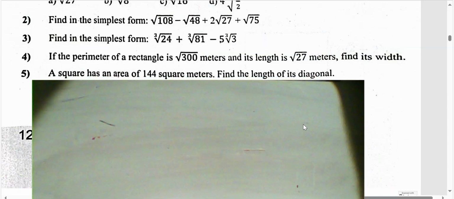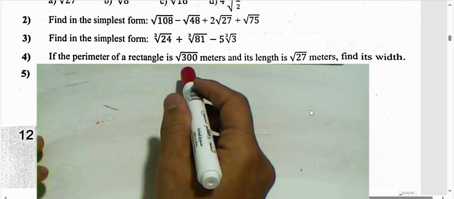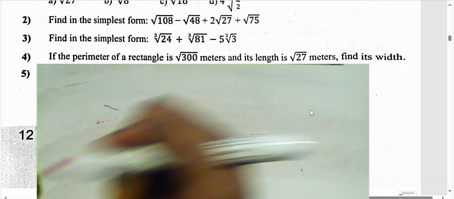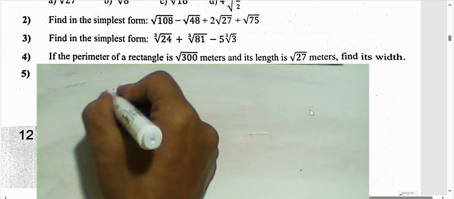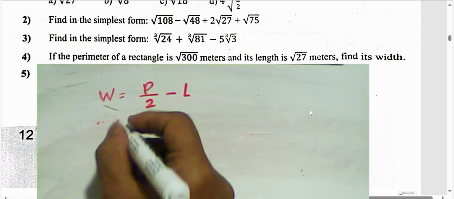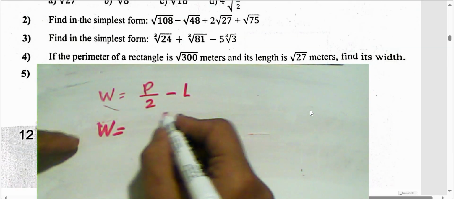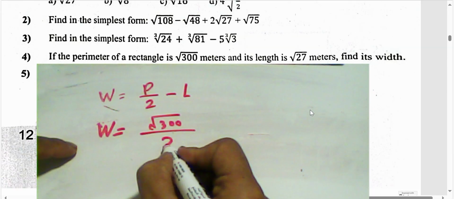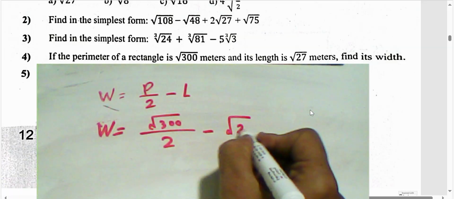Next question. If the perimeter of a rectangle is square root of 300 meters, find the width. We know he gave us in the example a perimeter and the length. We know the width equals half of the perimeter subtract the length. Then the width equals perimeter divided by 2. The perimeter here was square root of 300, divided by 2, subtract the length, which equals square root of 27.